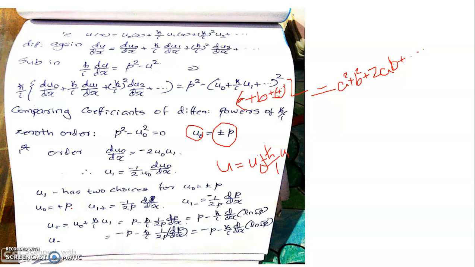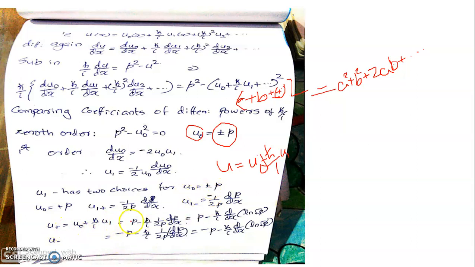However, due to the two different values of u0, u can have two different values. U equal to u0 plus h cross by i u1 can have two different values. We represent them as u plus and u minus. U plus is u0 plus h cross by i u1 corresponding to u0 equal to plus p, and u minus is u0 plus h cross by i u1 again corresponding to u0 equal to minus p.